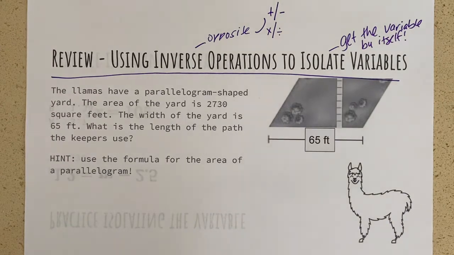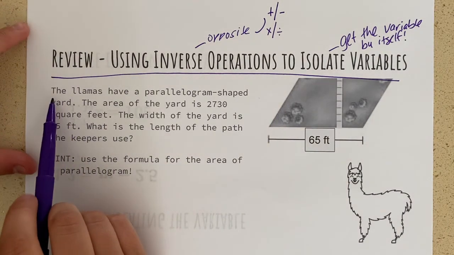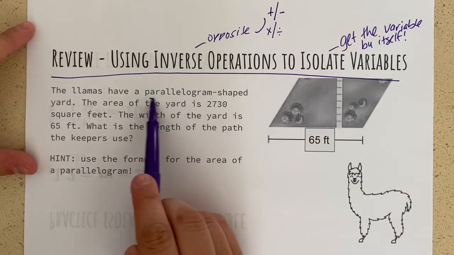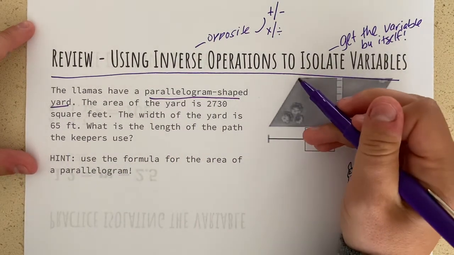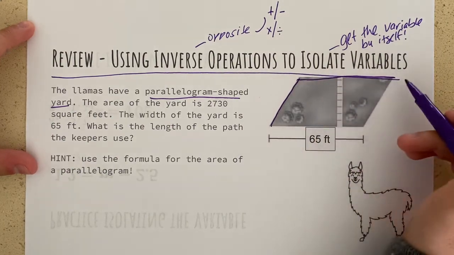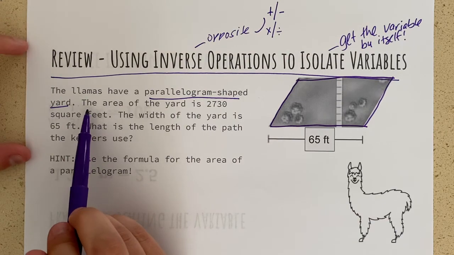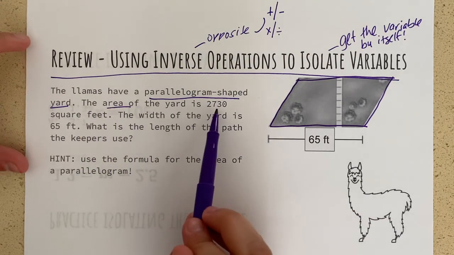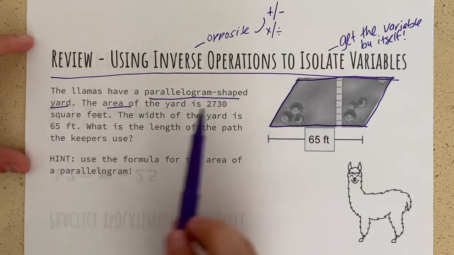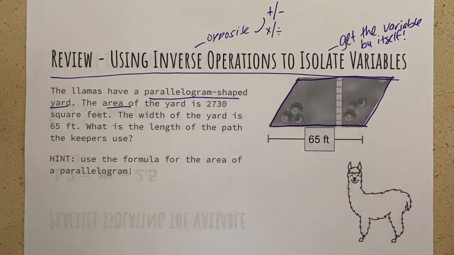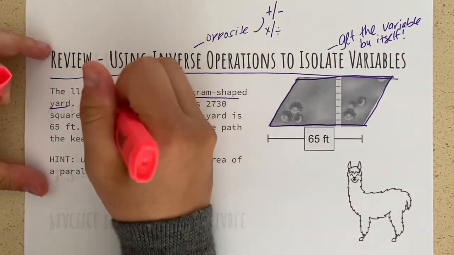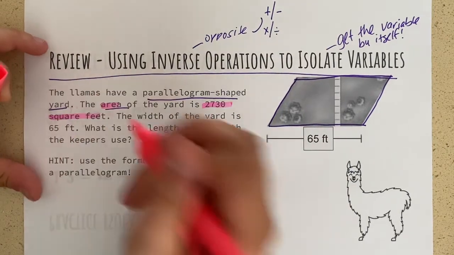Okay, so here's some more llama questions. Last time we talked about the alpaca fence that I was making. Now we're talking about these llamas. The llamas have a parallelogram shaped yard, which is this right here, bringing us back to that geometry unit. The area of the yard is 2,730 square feet. That sounds important, so I'm gonna highlight it. The area is 2,730 square feet.